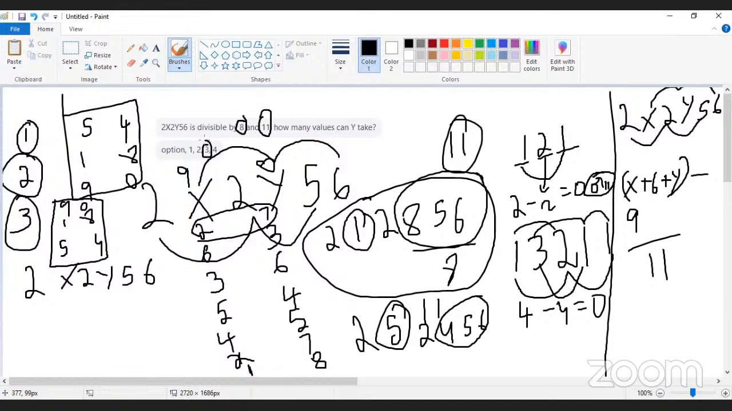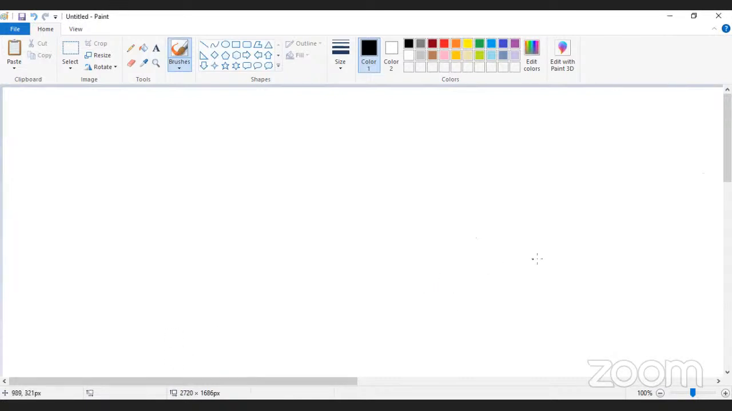Are you clear with that? Yes, sir. Okay, fine. Apart from that, if you have any other option to substitute in the number and make it divisible by 11 and 9, we can. Otherwise, we cannot. So possible answers, we have 3 right now in our hands. Okay, shall we go with the next? Yes, sir. Okay. Next question.